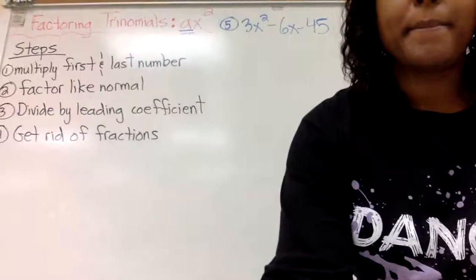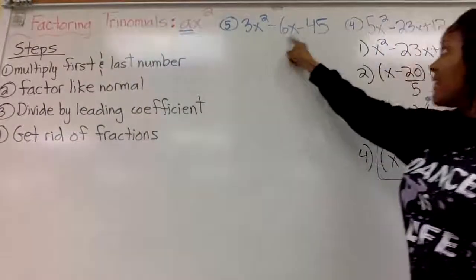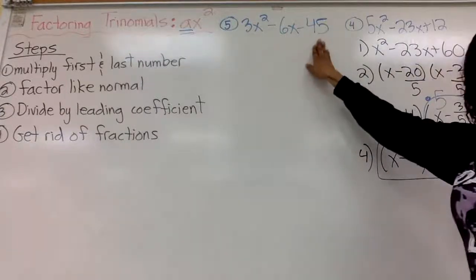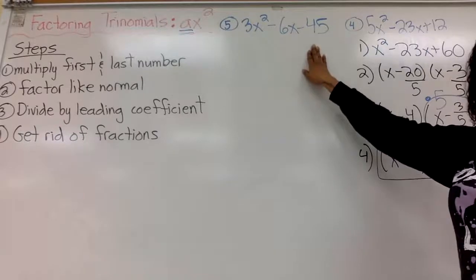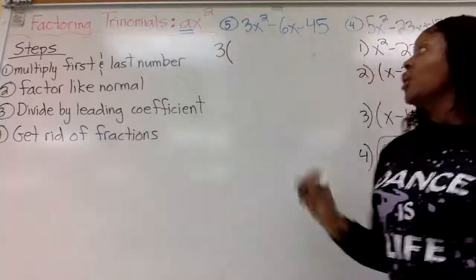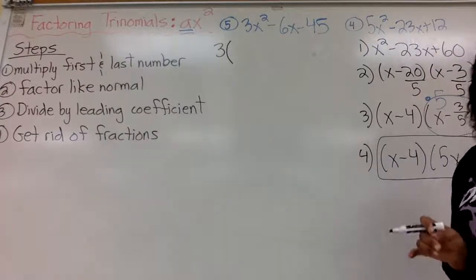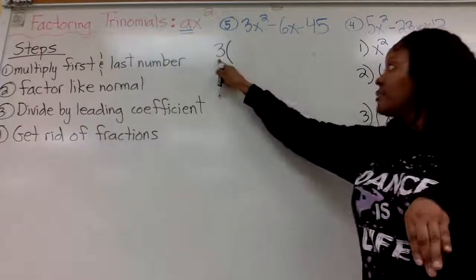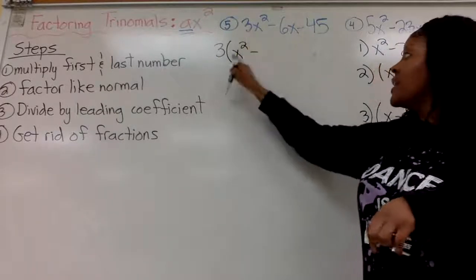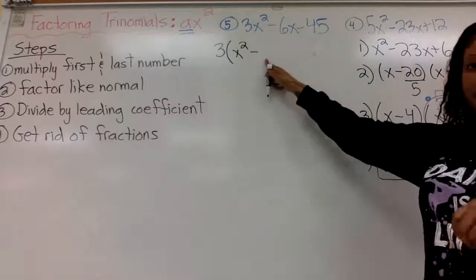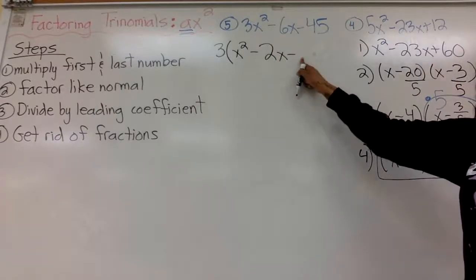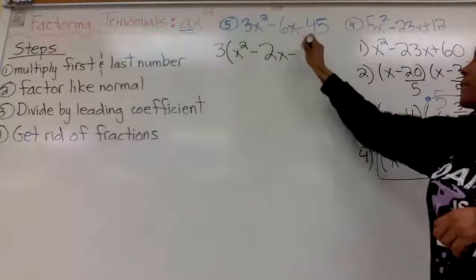So if I look here, these have a greatest common factor. They have a number that will go into everything evenly. So they are all divisible by the number 3. So I'm going to take out a 3. When you take out your greatest common factor, everything else goes on the inside. 3 times something needs to give me 3x squared. 3 times something needs to give me negative 6x. And 3 times something needs to give me negative 45.